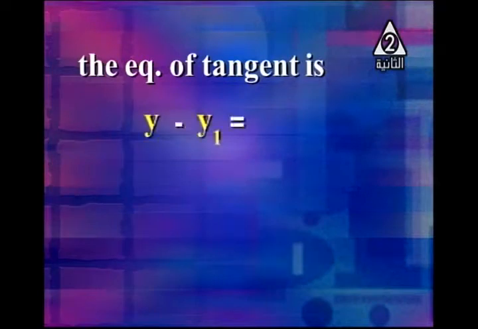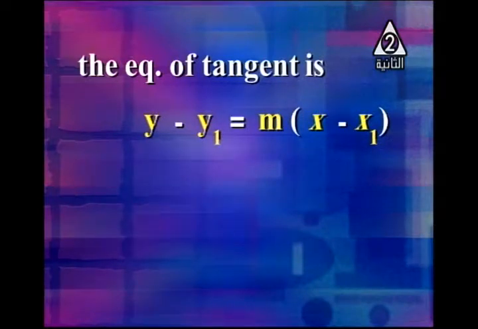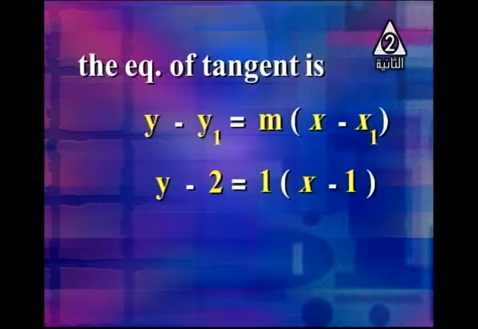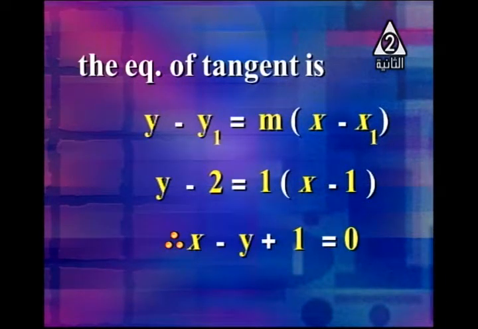The equation of the tangent is y minus y1 equals m times x minus x1. What is m? The slope. What is the slope? It is 1. Then by substitution of m equals 1 from the first and the second curve, and substitution of x1 equals 1, y1 equals 2, the equation of the tangent is y minus 2 equals 1 times x minus 1. After that, we deduce the equation of the tangent in the form x minus y plus 1 equals 0.